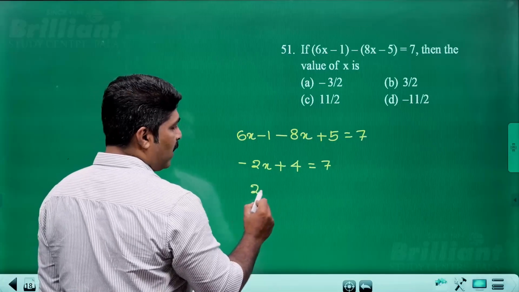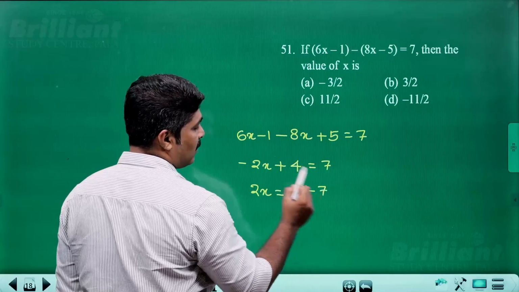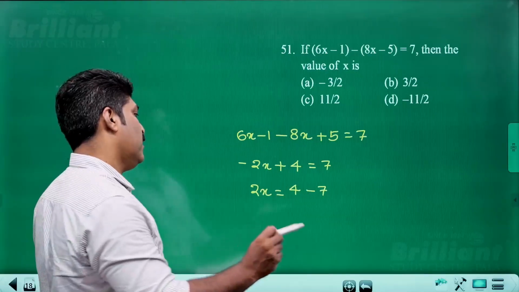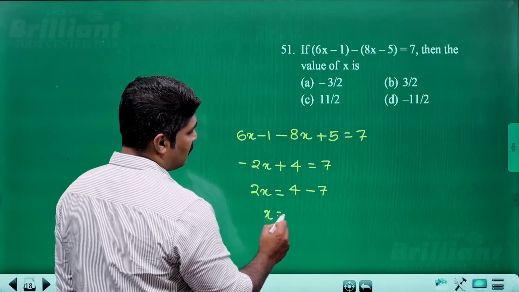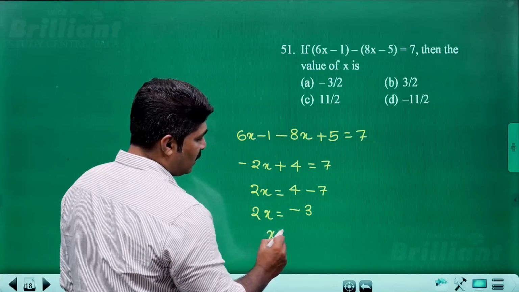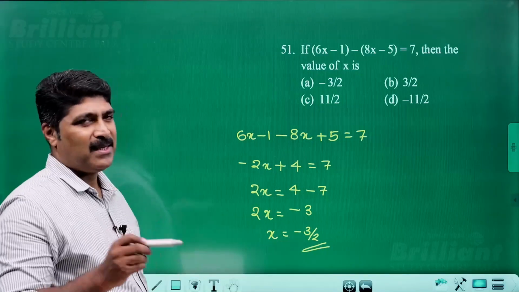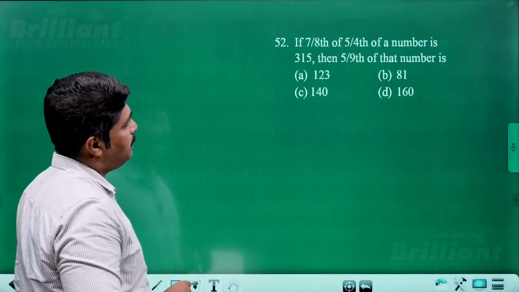Then what is the value of 2x? If you take this towards the right side, this is 4 minus 7. So 2x is equal to 4 minus 7, which is minus 3. Therefore, x is equal to minus 3 by 2. So that's a direct, simple application.